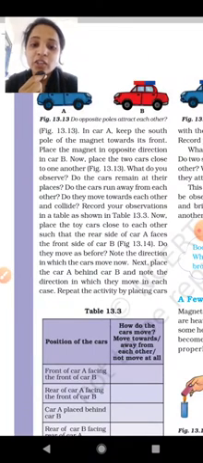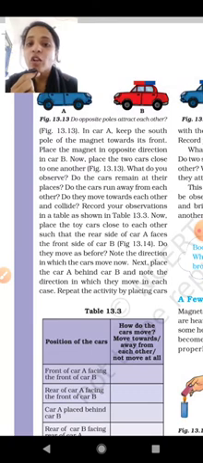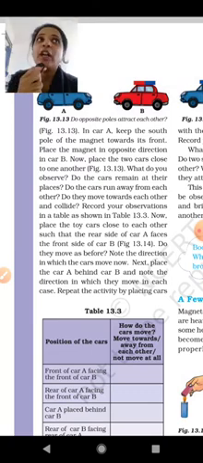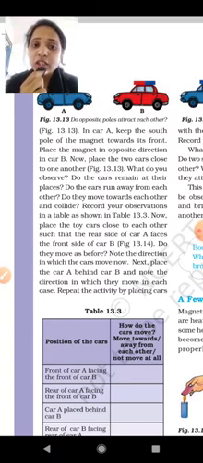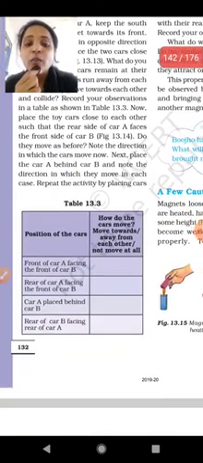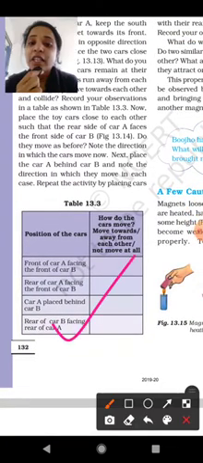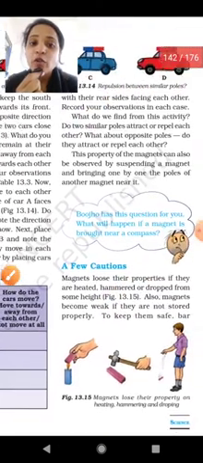Note the direction in which the cars move now. Next, place car A behind car B and note the direction in which the cars move in each case. They are asking us to change the position of the magnets. While doing that, you can see whether the car is moving, or whether it is getting attracted or repelled towards each other. Whatever is happening, we have to mention in this table.